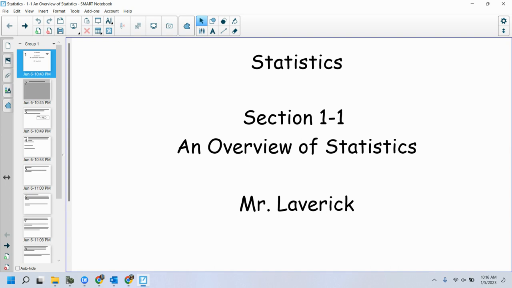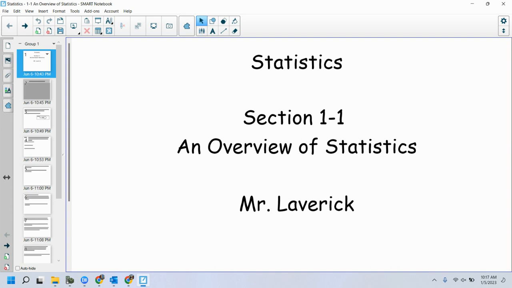All right, section 1-1, an overview of statistics. So today what we're going to be looking at is just basic definitions. And that's really a lot of chapter 1. It's kind of setting the stage. And you'll see that within a lot of the sections, there are some definitions that we apply, some formulas that we apply.